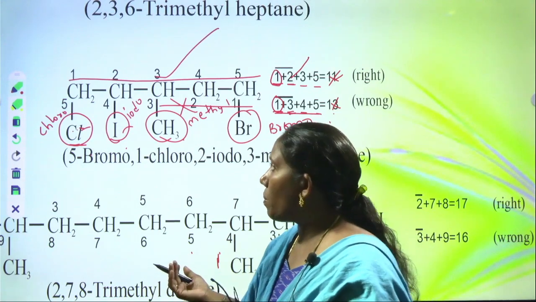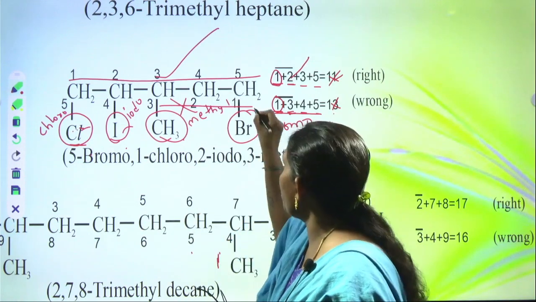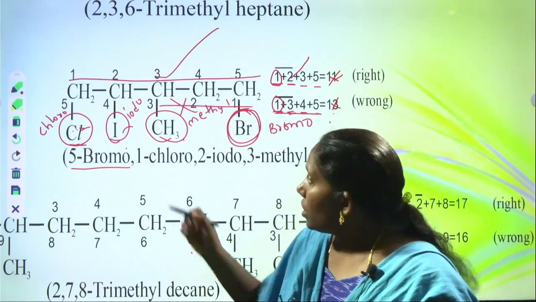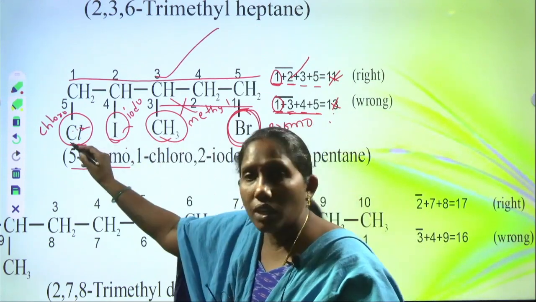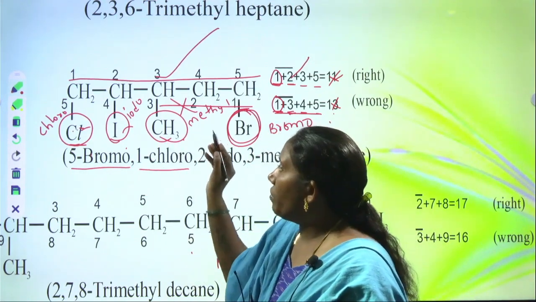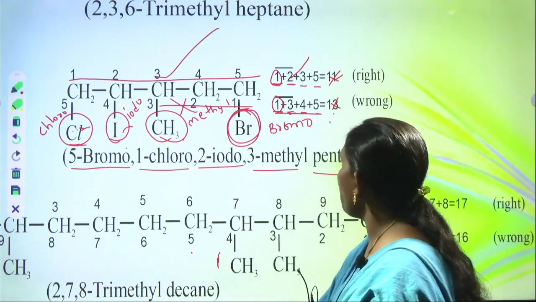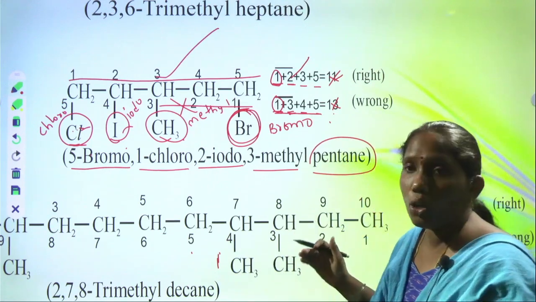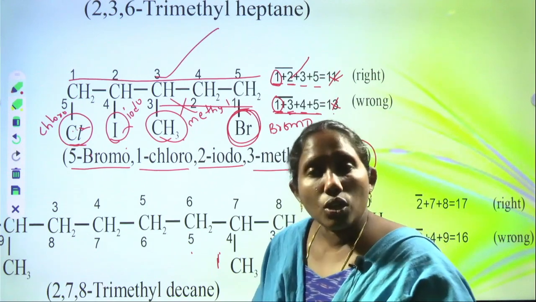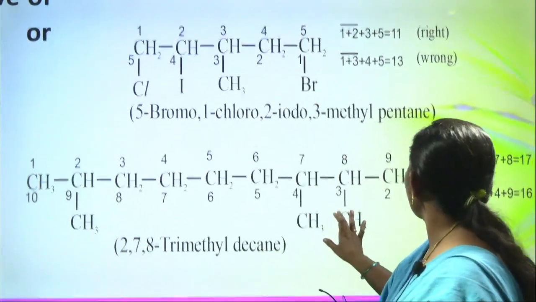So for the name of this compound, alphabetical order should come first, right? In 5th position bromine is there, 5 bromo. After B, C will come, so 1 chloro. Then iodo and methyl, which comes first? Iodo comes, then M. So 2 iodo, 3 methyl pentane. 5 bromo, 1 chloro, 2 iodo, 3 methyl pentane is the correct one based on the lowest sum rule, right? Let us see the next one.